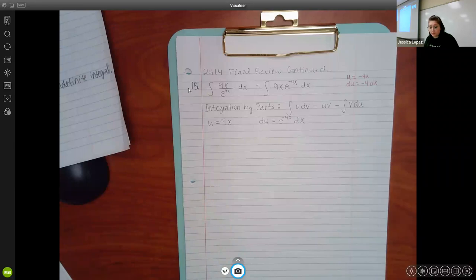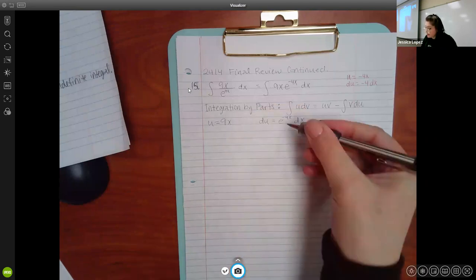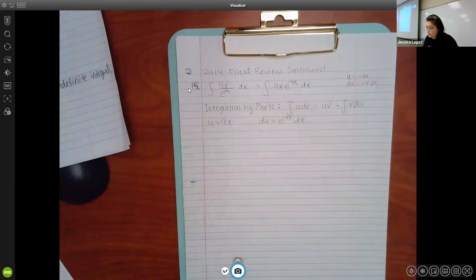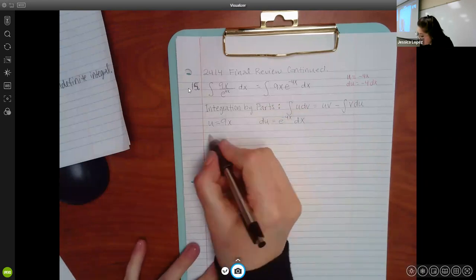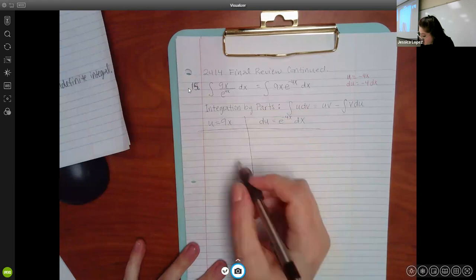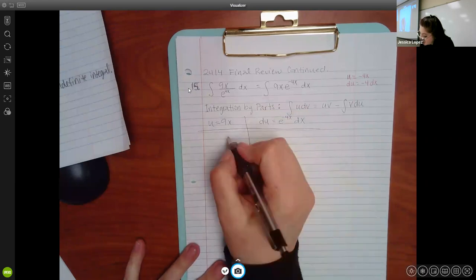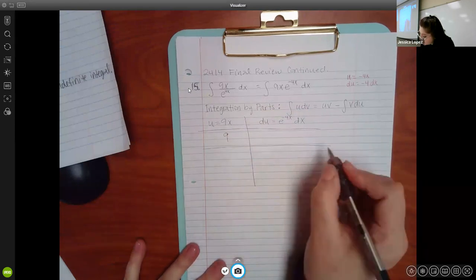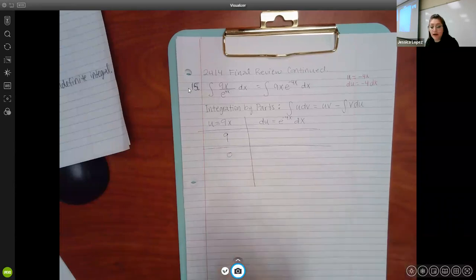I prefer to do the tabular method versus potentially having to repeat the formula for integration by parts. So I would rather just do all my derivatives and all my integrals until I get to zero, right? So what's the derivative of 9x? 9. And then the derivative of 9 is 0. And so we already have all the rows, right?